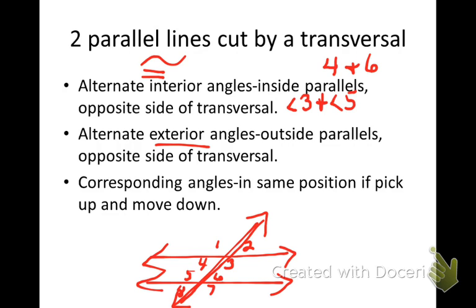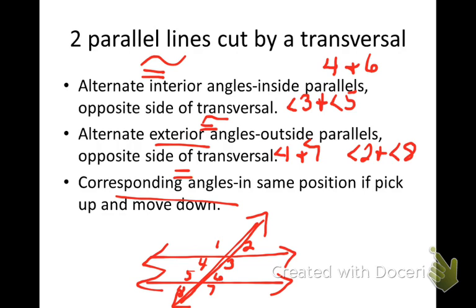So angle 4 and angle 6 measure the same thing. Alternate exterior angles are also congruent, and they're outside the parallels, on opposite sides. So 1 and 7 would be an example, or a pair, angle 1 and angle 7. And also angle 2 and angle 8. Angle 2 and angle 8 would be an example.